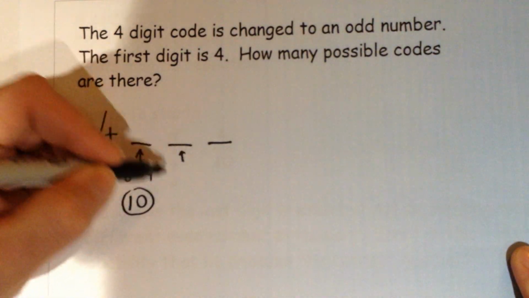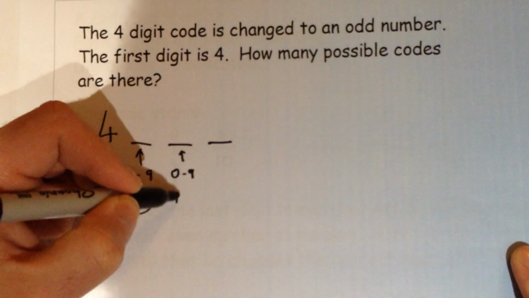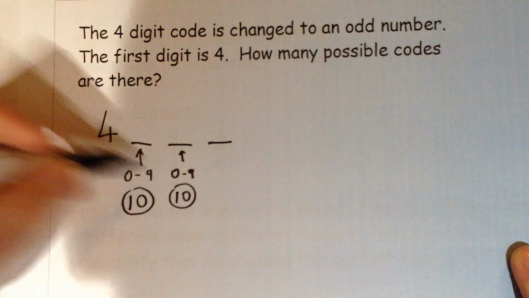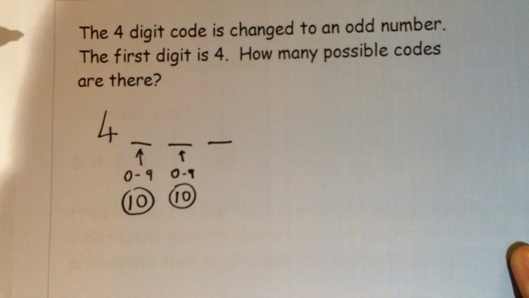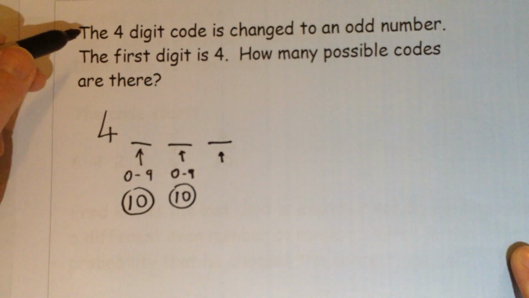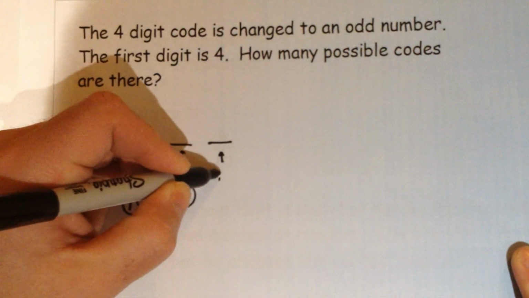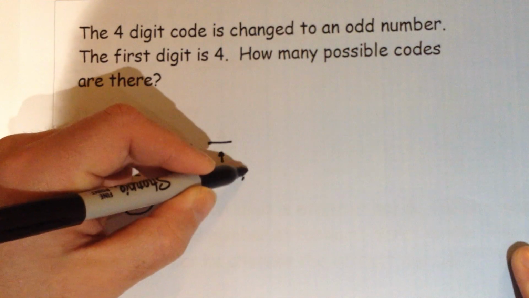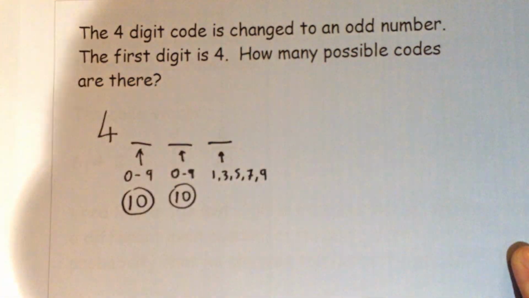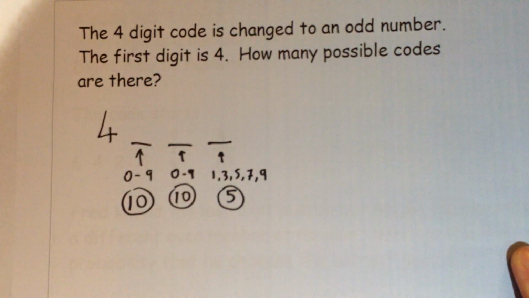Same applies for the next number. There's no restrictions on the third number here. So again, there are 10 numbers, 0 up to 9, that could be. The final number, however, it does say that the 4-digit code is going to be an odd number. So that means this has to be either 1, 3, 5, 7 or 9. So here, just 5 combinations.